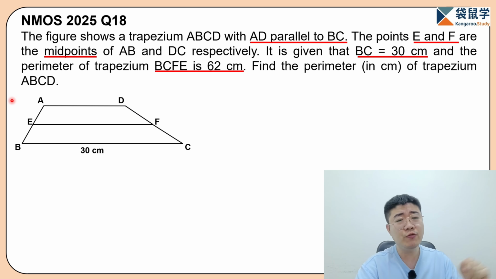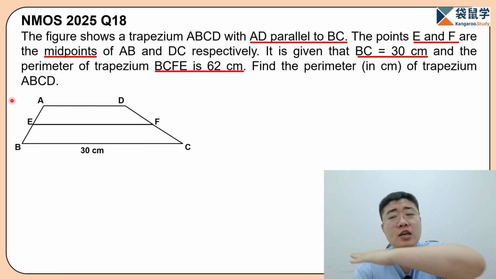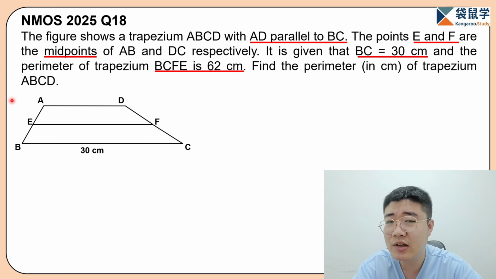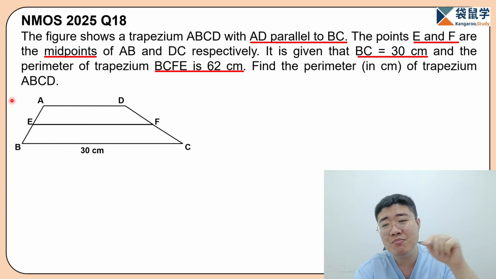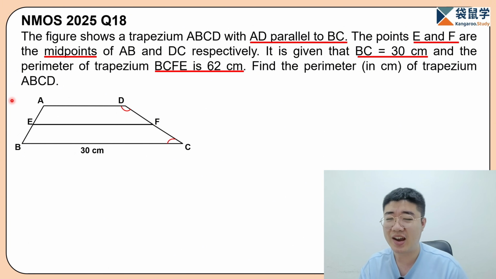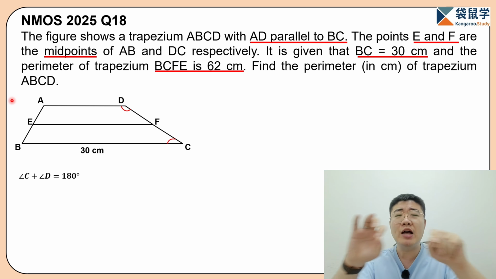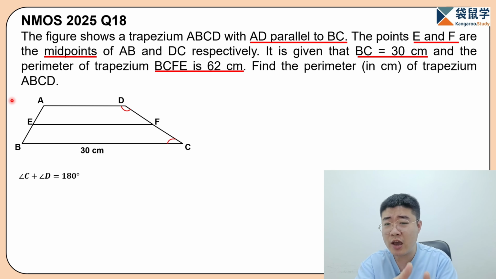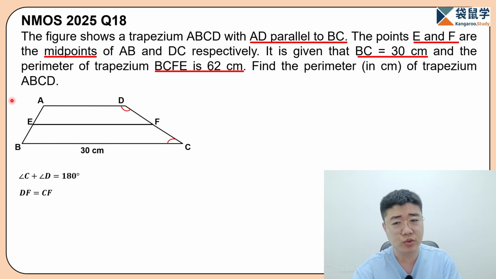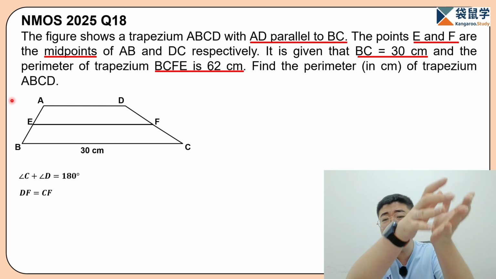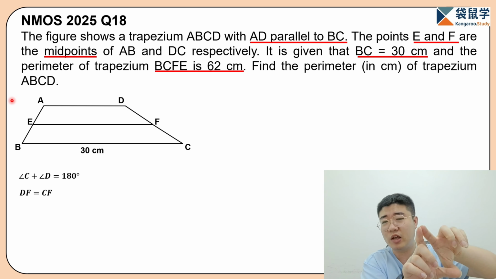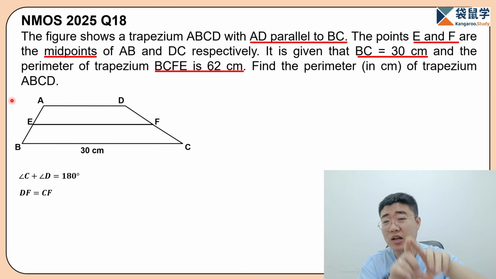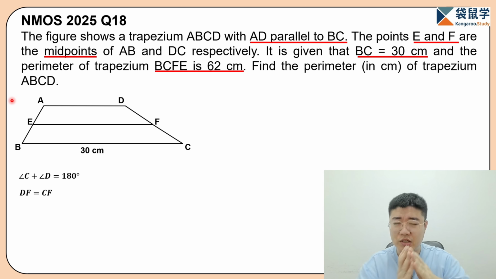So in the figure here, first of all, we can notice that AD and BC are two parallel lines. So we say that the angles on the same side of the parallel lines, if we add these two angles together, how many degrees do we get, everyone? So angle C and angle D, if we place them together, will give us 180 degrees. Now, the other thing is that we know DF and CF are also equal to each other. So this means that if we place these two lines together, they are going to coincide with each other and overlap at the same position.